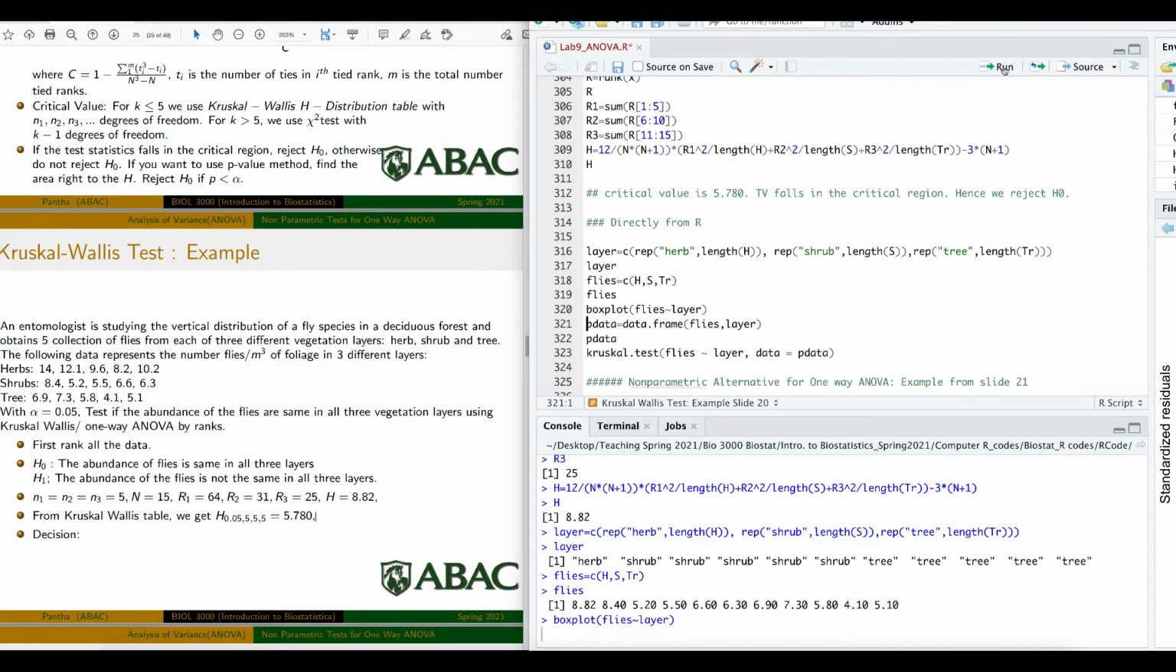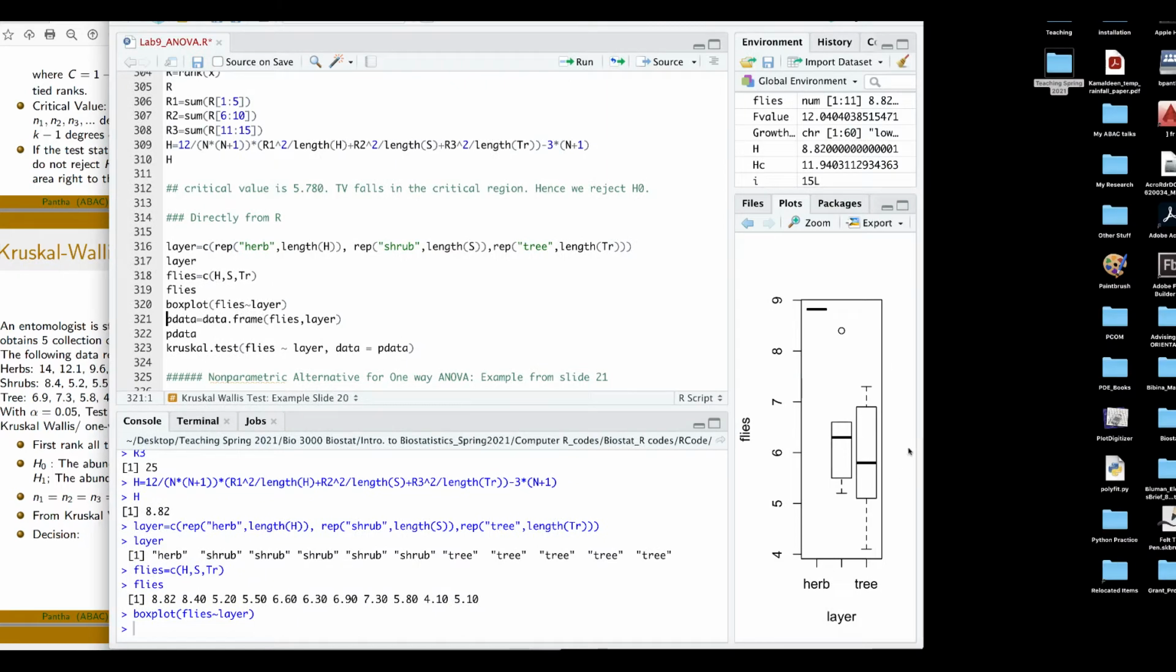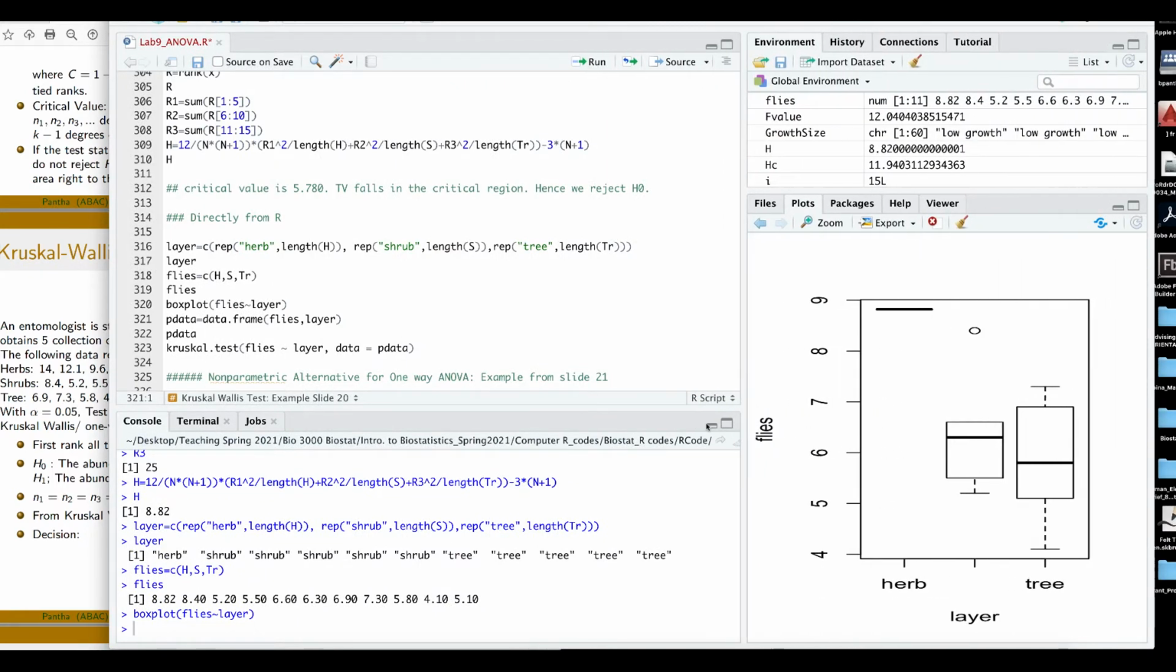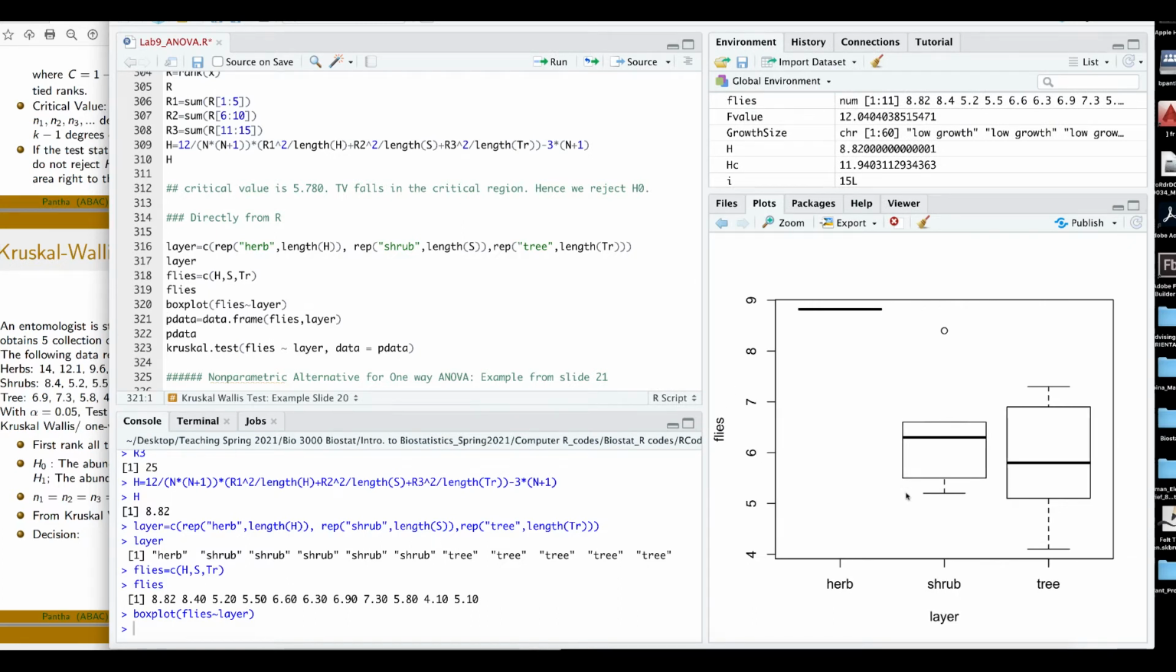If you just wonder how the box plot looks, you see the box plot here. Okay, that's how the box plot looks. They are almost equal, but in the herb there are many. That's why you can see it has a bigger number in the herb, right? So you can guess that their means are not equal, or they do not follow the same distribution.